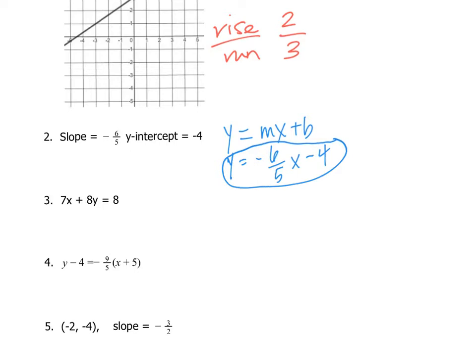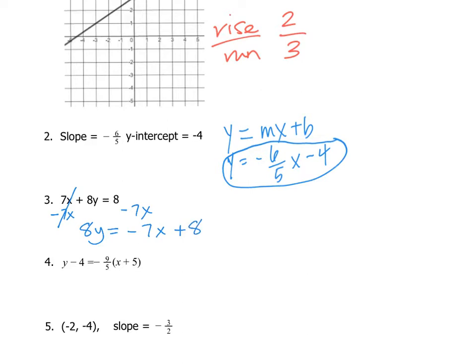All right, now we're on number 3. So with number 3, we have all of the parts. We don't need to solve or find anything, but we do need to move it around. So we want y by itself. So what I'm going to do is subtract 7x on both sides. So -7x, and rewrite this. So 8y equals -7x plus 8.